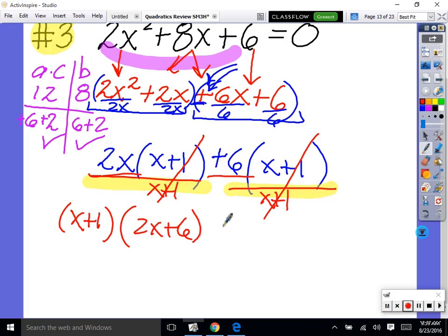Now, if we were factoring, we'd keep going, because doesn't a 2 factor out? Yeah. But we don't need to do that because we're solving. We just set each of those equal to 0 and solve. So we get x is equal to -1, and x is equal to, we subtract 6 divided by 2, right? -3.